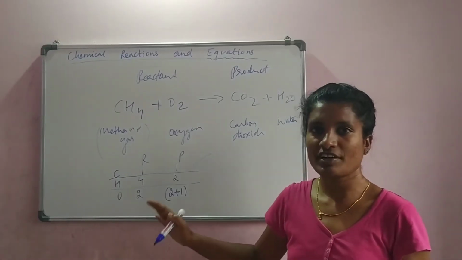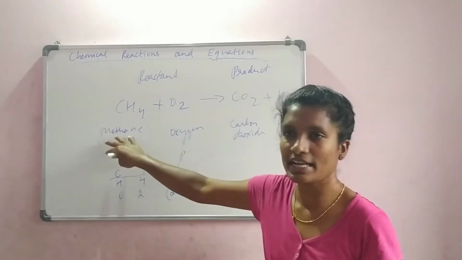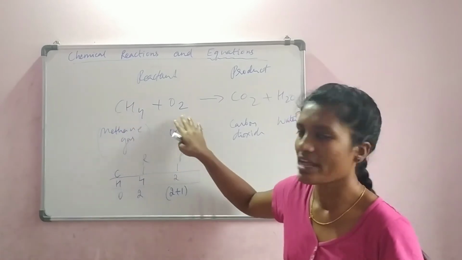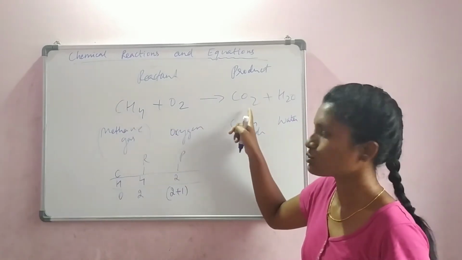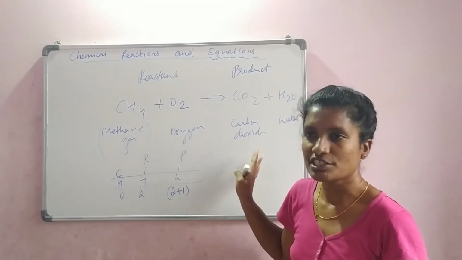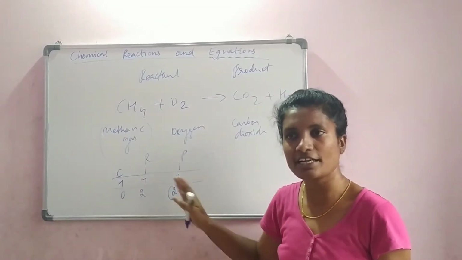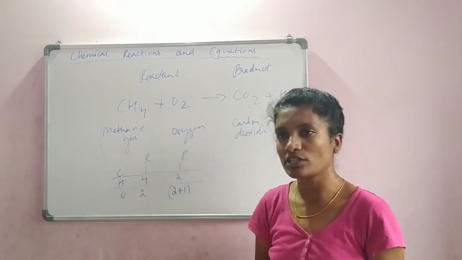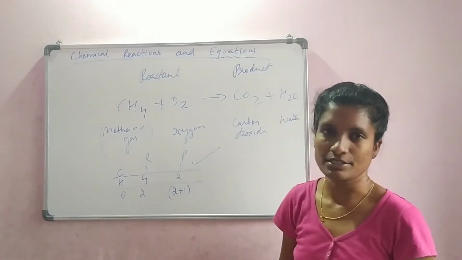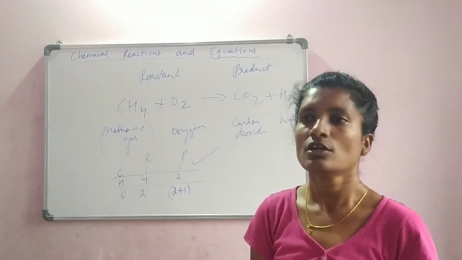Okay, so we were discussing how to balance a chemical reaction. We have taken an example of methane reacting with oxygen, which gives rise to carbon dioxide and water. So we wrote the word equation here. We listed the number of elements on the reactant side and the product side. We came to know that carbon is already balanced, whereas hydrogen and oxygen atoms are not balanced.